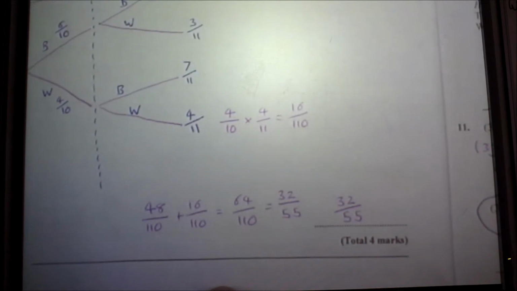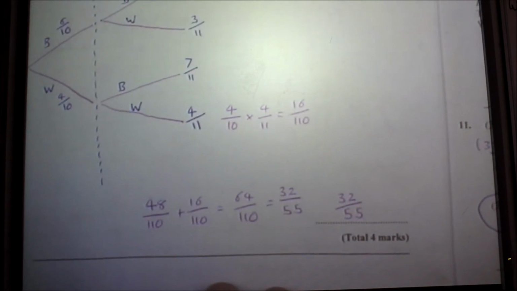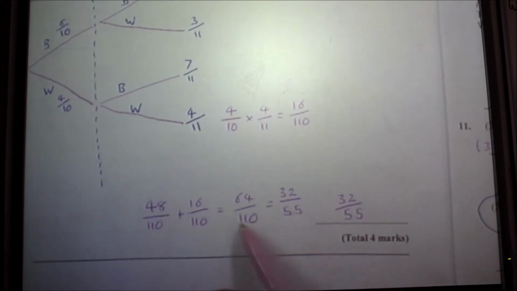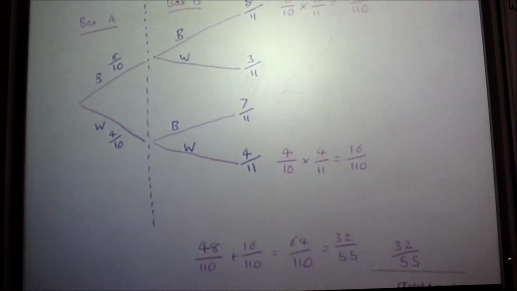So she needs to take a black one out and put a black one back, or take a white one out and put a white one back. So I've worked out both of those probabilities, there and there. So you add them together, which I've done down the bottom, and it gives you 64 out of 110, which you could simplify to 32 over 55. It doesn't say simplify, so either one of those two would be fine.